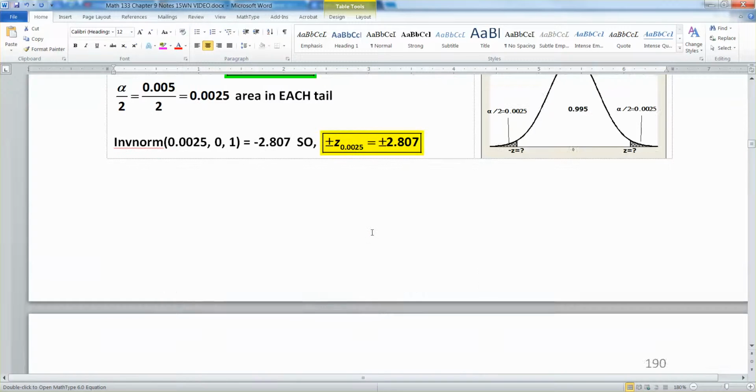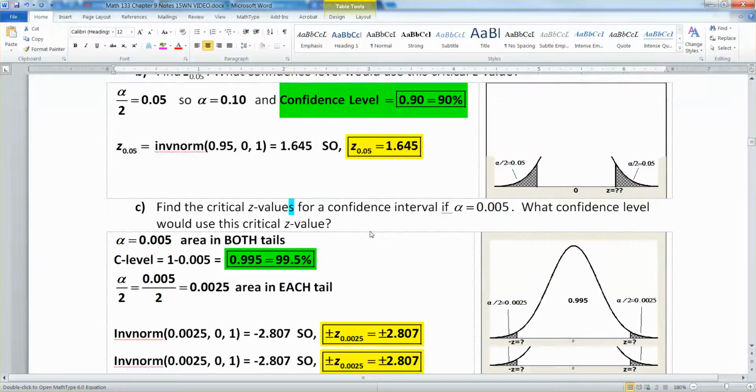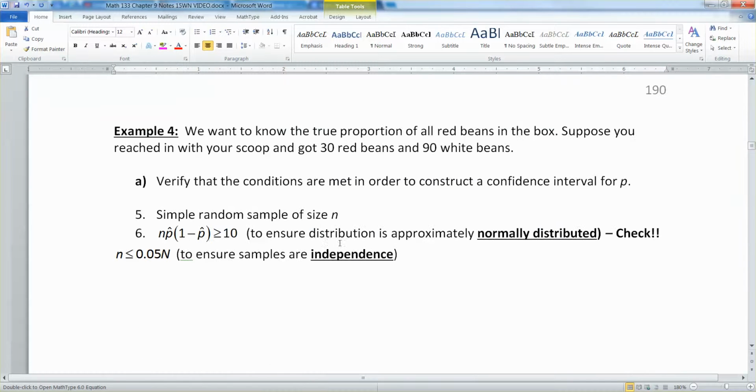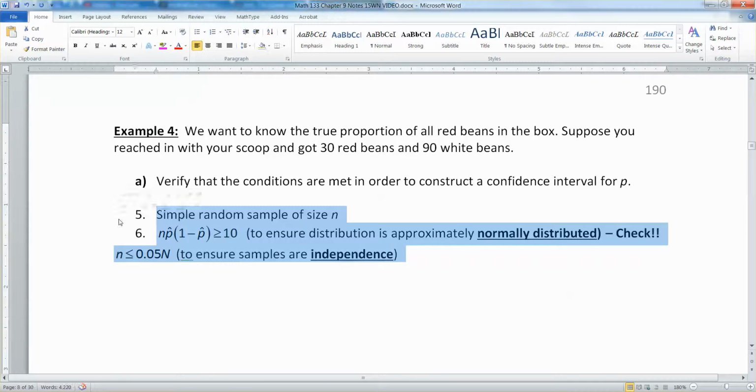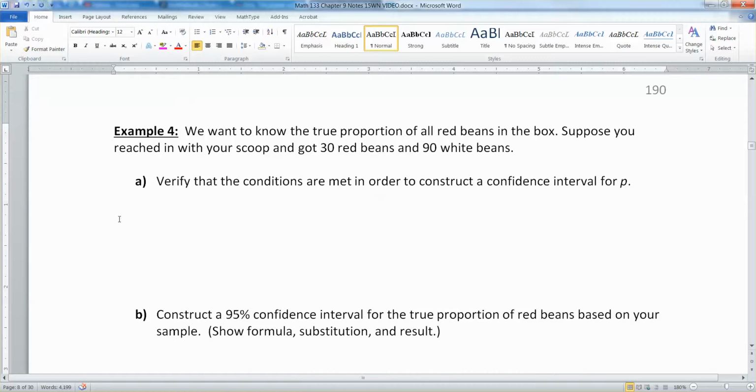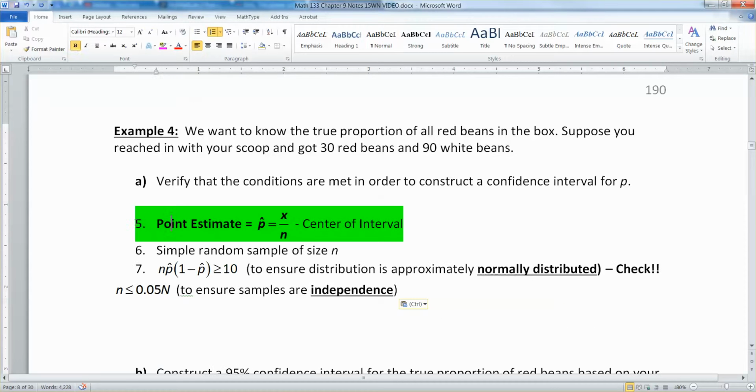Okay, so we learned how to find the z-score, which was inside that confidence interval. So now what we're going to do is actually find that confidence interval. First thing we're going to do is verify the requirements. So let me enter these in.